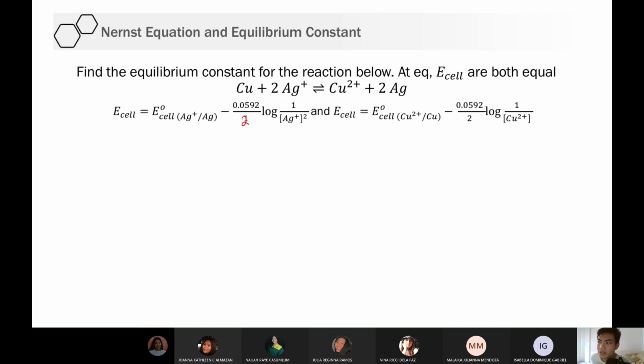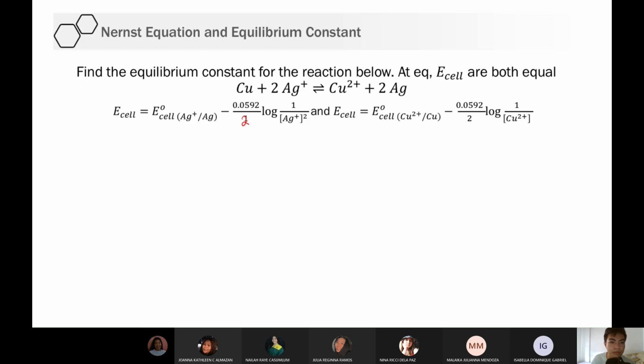Okay, so that's a typo. Instead of 1, dapat 2 yan. So kunwari, pinapahanap sa atin yung equilibrium constant for this reaction. For this reaction, solve for the equilibrium constant. Ito yung E-cell nila. So this is the Nernst equation for the copper and the silver. Okay, the reduction of copper and the silver.